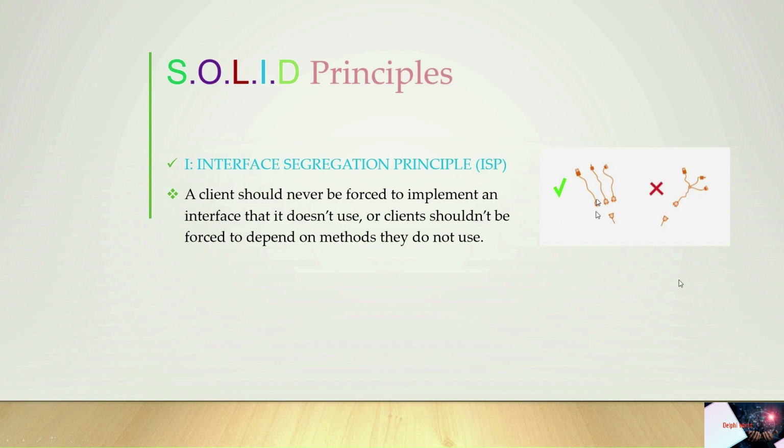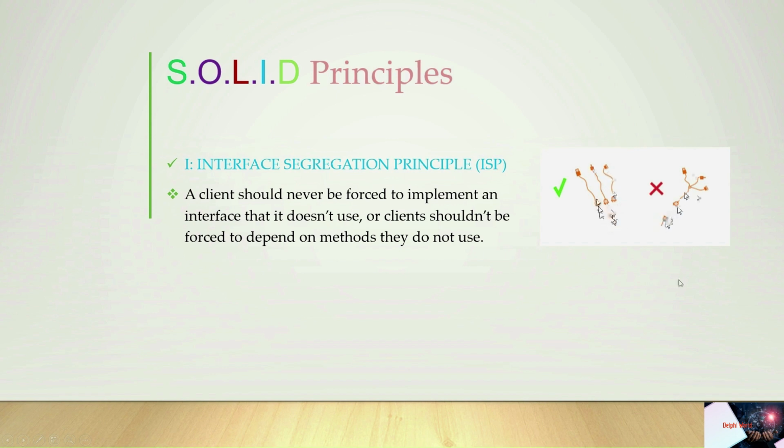So in the picture you can see that. Just consider this wire as a single interface. If this is the client, they can plug into any of the interfaces, whichever is relevant to them. But in this other case, the client has to plug in, just consider this is the interface and this is the client class.